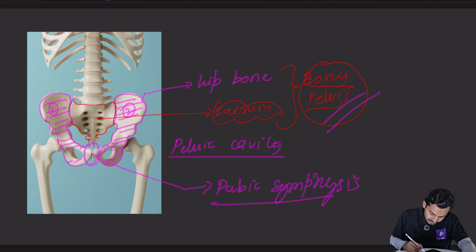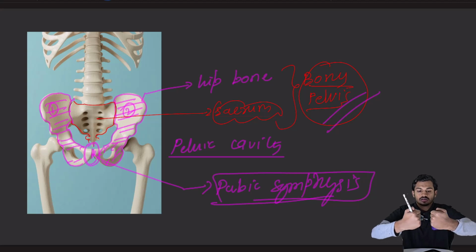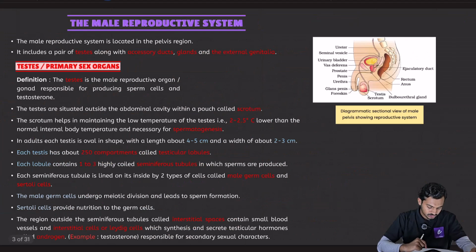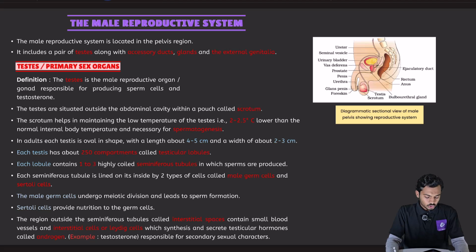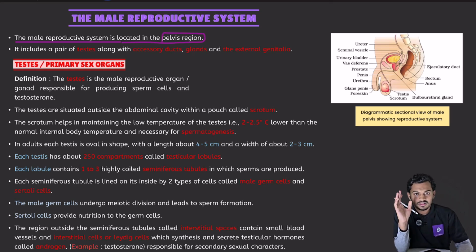Understood? अब प्यूबिक सिम्फाइसिस क्या है? मैंने ऑलरेडी आपको बोला है, ये जो सेंटर में जॉइंट है, आगे की तरफ दो बोन्स मिलकर जो जॉइंट बना रहे हैं, इस जॉइंट को हम कहते हैं प्यूबिक सिम्फाइसिस। Understood? Now we will start with male reproductive system. सो मेल रिप्रोडक्टिव सिस्टम में क्या क्या होता है, कहां पे होता है, हम सब इन डिटेल में पढ़ेंगे। So first of all, you can see male reproductive system is located in pelvic region.